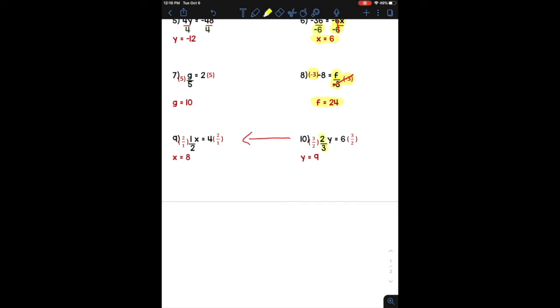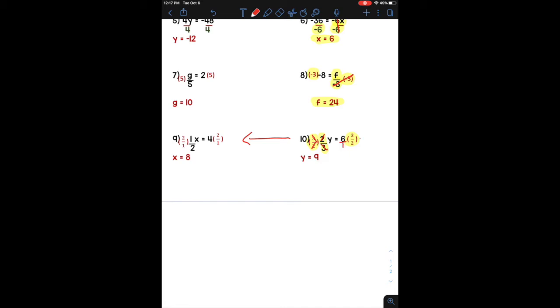And number 10, similarly to number 9, 2/3 is being multiplied to y. So we're going to divide 2/3 on both sides. Since it's a fraction, we're going to multiply by the reciprocal, which is 3 over 2. The 3's cross simplify, the 2's cross simplify just to give us y.